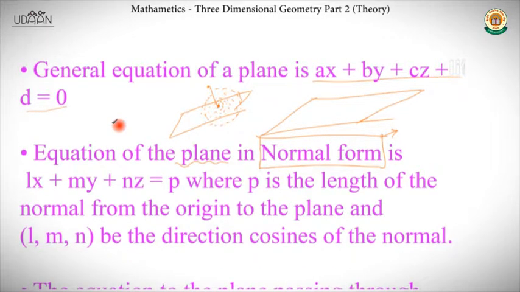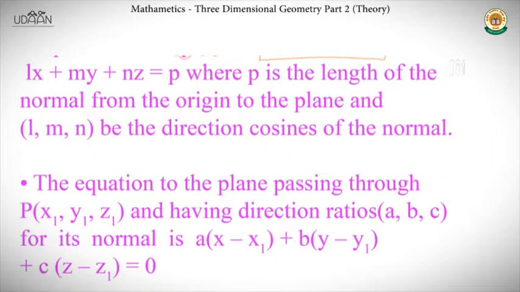Like, this is the plane, this is the origin. From the origin we drop a perpendicular and its length is P. Now, for the plane, the normal vector is Li plus Mj plus Nk, that is, the direction cosines of this line are L, M, N. So the equation of the plane in this form is Lx plus My plus Nz equal to P. This is called the normal form.